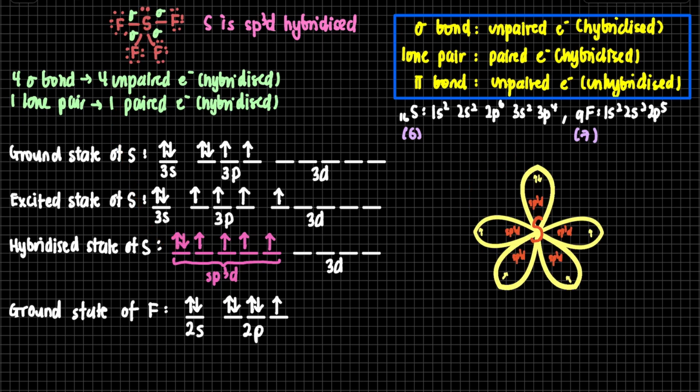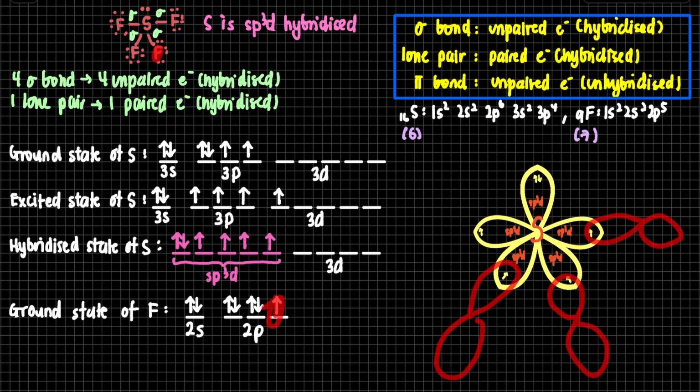Okay, so for the drawing here is my sulfur. Again, make sure to label each of the orbitals as sp3d. And here I have 4 unpaired electrons: 1, 2, 3, 4. And the paired electron is where my lone pair is, at the top here. So next we have to draw the F. F is a 2p orbital. So I'm going to draw.